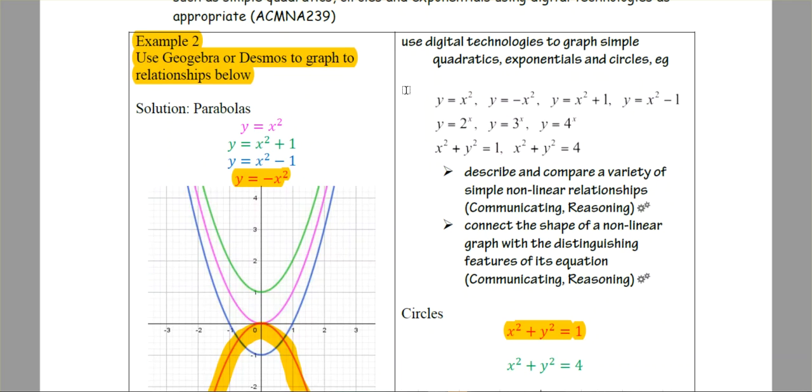Again, these are the functions that you could draw. We call them functions. We also call them nonlinear relationships. Nonlinear because they don't form a straight line.